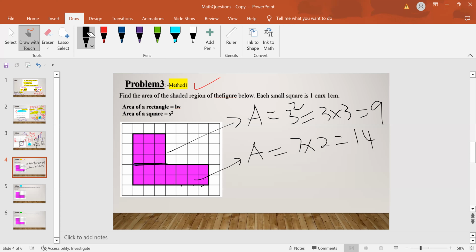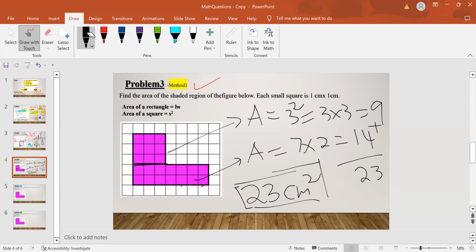Now what do we need to do? To find the area of the shaded region here, we need to take 9 plus 14, and to do that you have 23. So the area of the shaded region here is 23, but we have to put the unit. So 23 square centimeters.